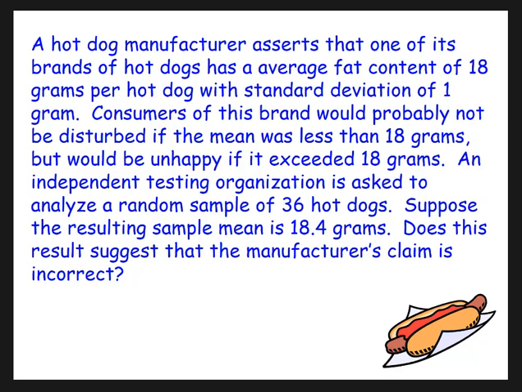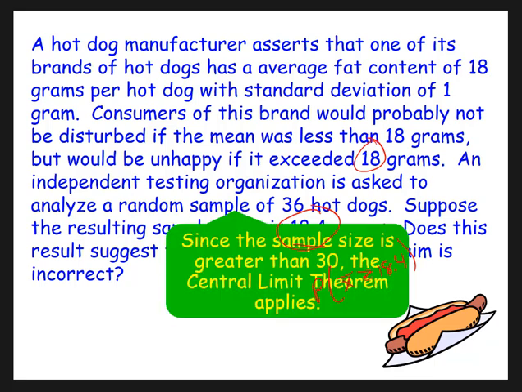Well, we assume that the claim of 18 grams is correct. Would getting a sample of 36 with a mean of 18.4 be unusual? What we're going to do is find the probability that the mean is greater than or equal to 18.4. If that is a very, very small probability, then there's an issue here. Now they took a sample of 36. Sample size is larger than 30, so we don't have to worry about whether the population is normally distributed.